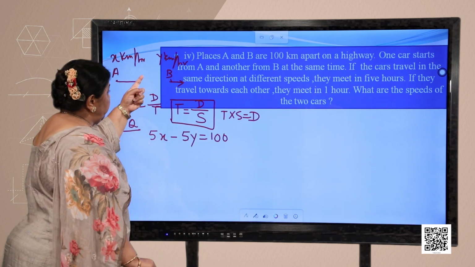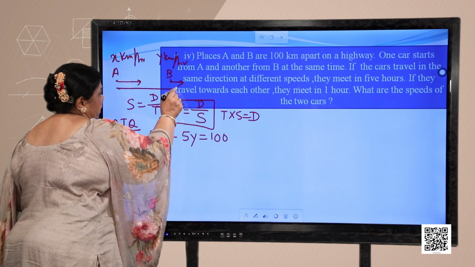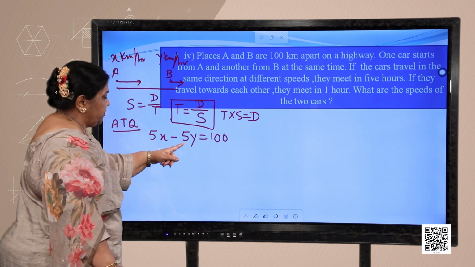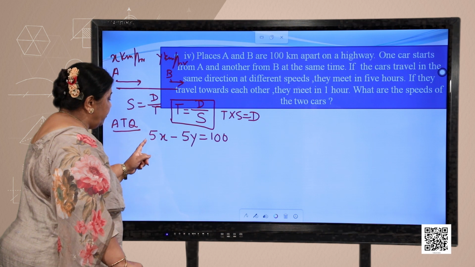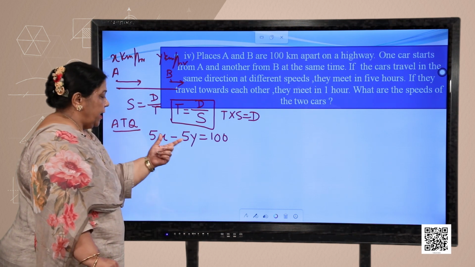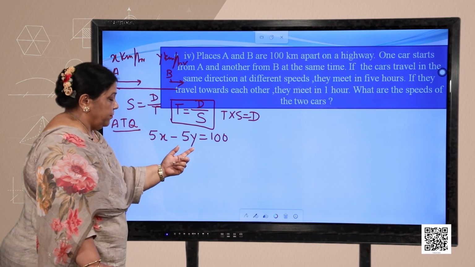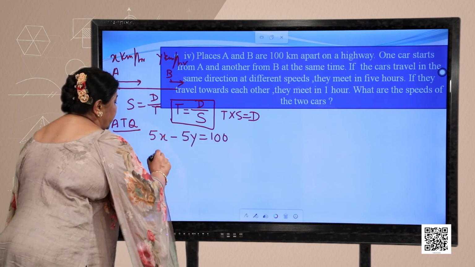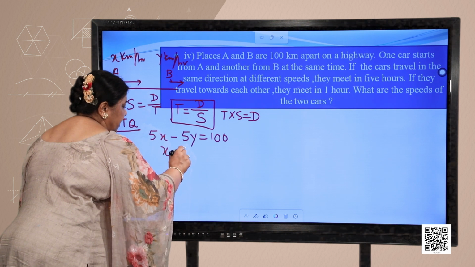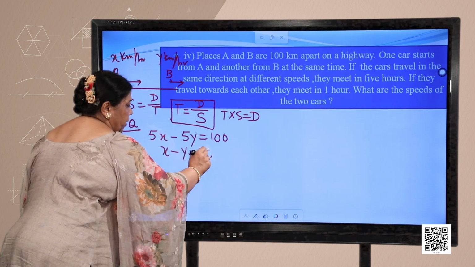See, the relative speed we have in this case because they are in the same direction. So, 5x minus 5y is equal to 100. In 5 hours A and B are meeting and the speeds are x and y. Total distance covered is 100. If I simplify this, I will get x minus y is equal to 20.